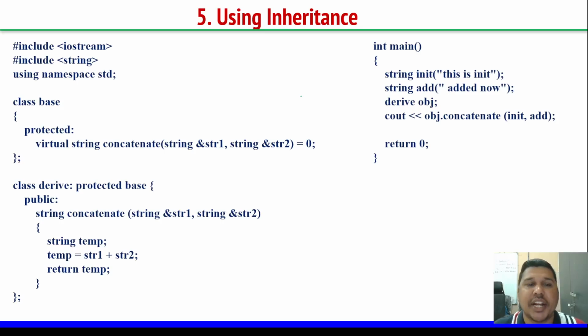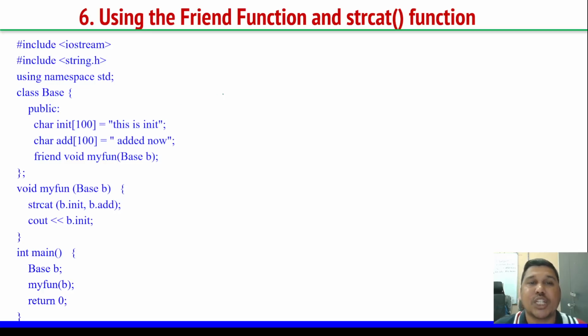The other one is inheritance. Since we are yet to study inheritance, we will leave this for now, because we are not aware of how to use the derived class and base class logic. We will revisit this technique once again. Then the next one is using friend function and strcat.